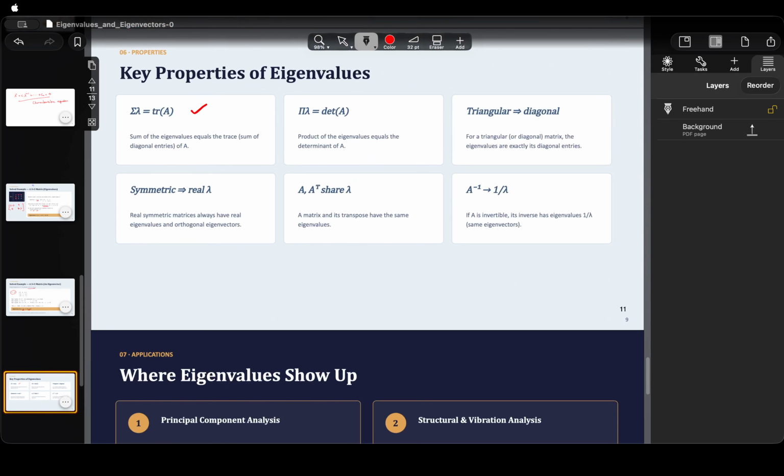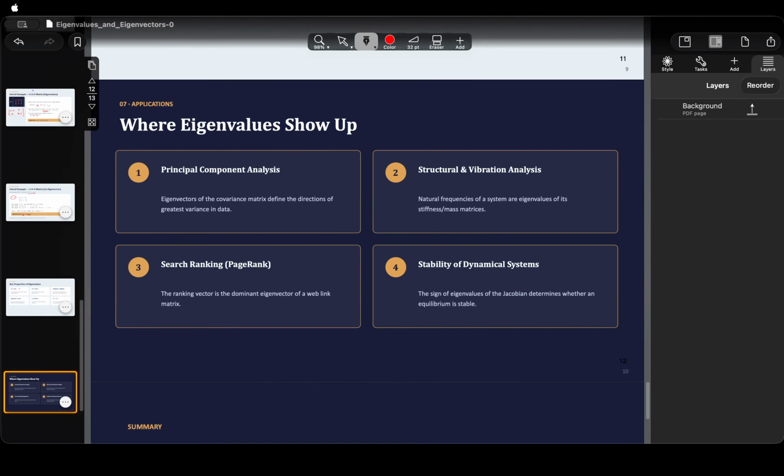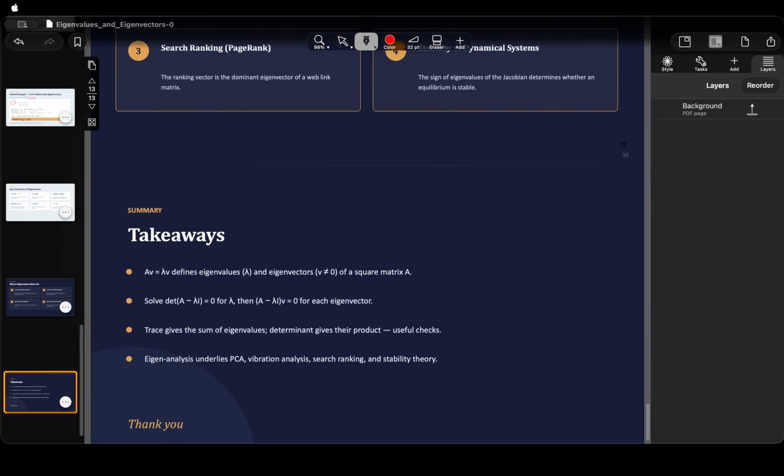Then it says triangular implies diagonal. So for every triangular matrix, the eigenvalues are exactly its diagonal entries. You can take your time, pause and verify all these properties, and leave your comments in the comment section as well. When we started, I did mention where eigenvalues actually show up too.